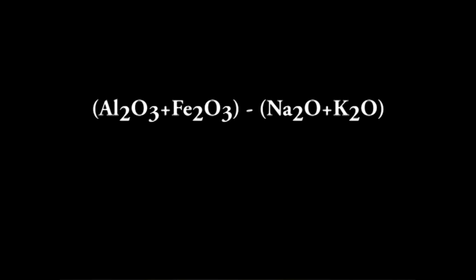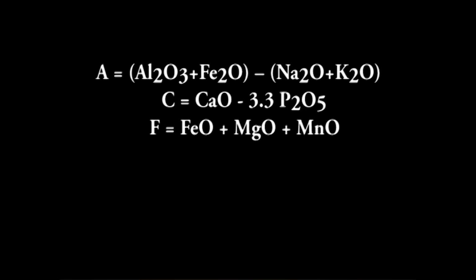Third, A, C and F can now be written as: A equals Al2O3 plus Fe2O3 minus (Na2O plus K2O), C equals CaO minus 3.3 times P2O5, F equals FeO plus MgO plus MnO. For the purpose of graphic presentation, these values are recalculated so that A plus C plus F equals 100, that is, they are expressed as molecular percentages.